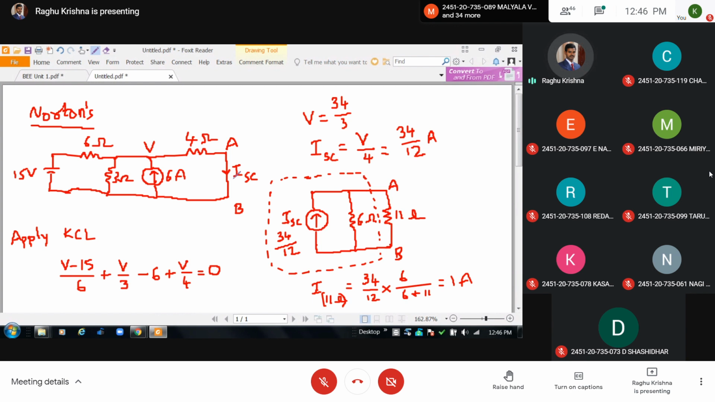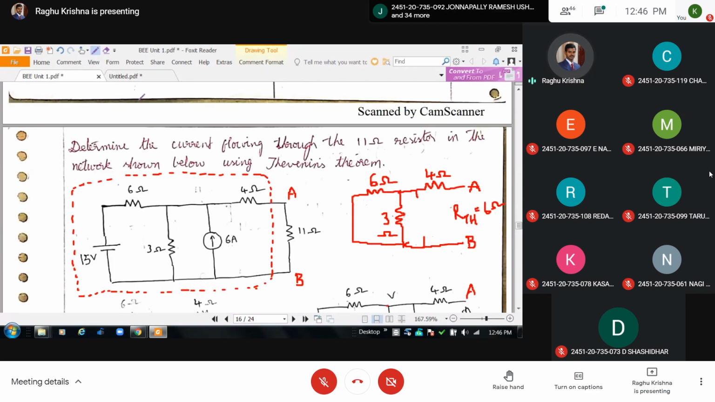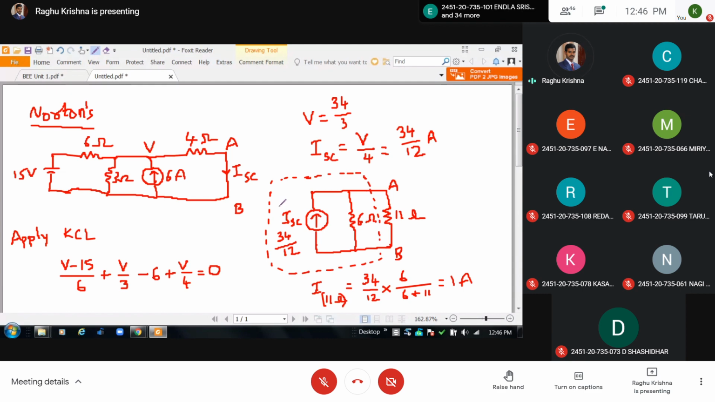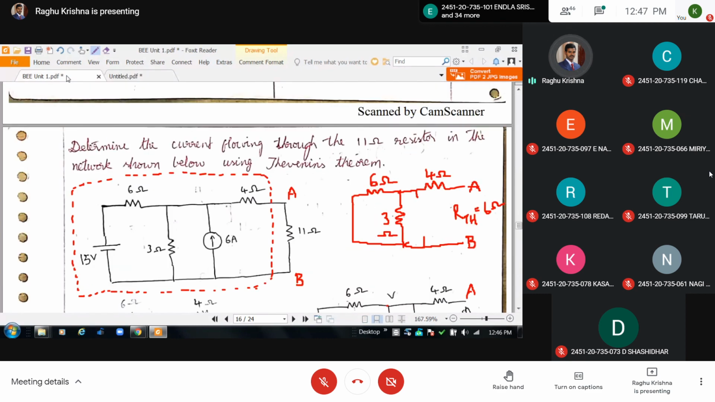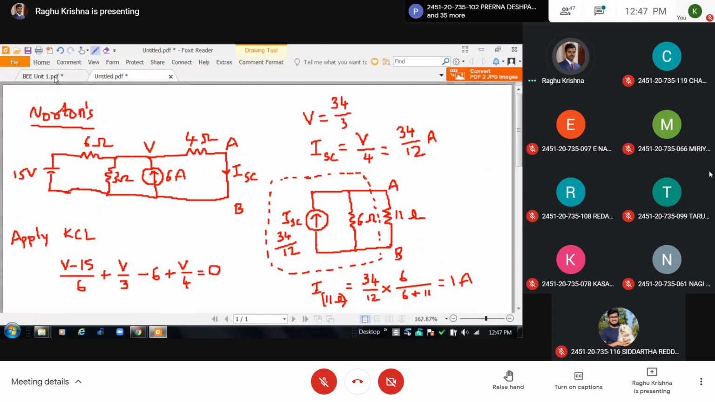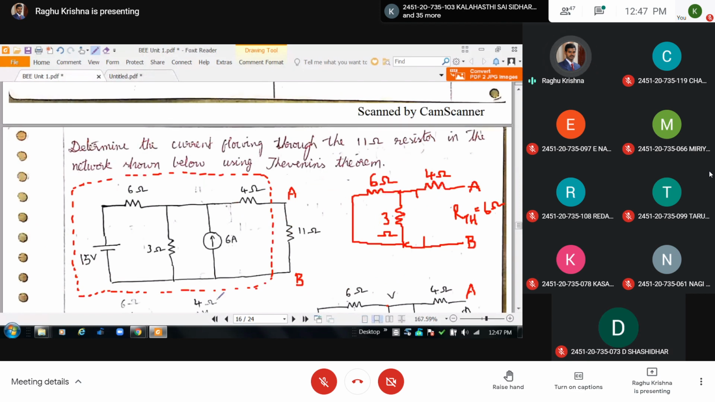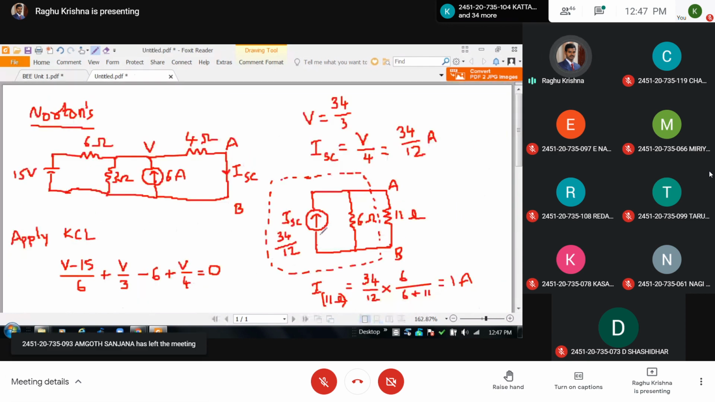Next, I have to find the equivalent resistance across the terminals A and B. Here RTH and RN both are the same. So I got RTH as 6 ohms, which is equal to RN. Next, I replaced the 11 ohms as it is. Here the dotted portion is replaced by Norton's equivalent, which contains a current source in parallel with a resistance RN. The value of RN is equal to RTH.